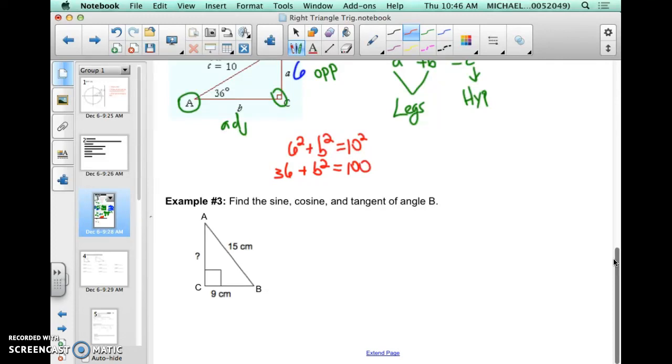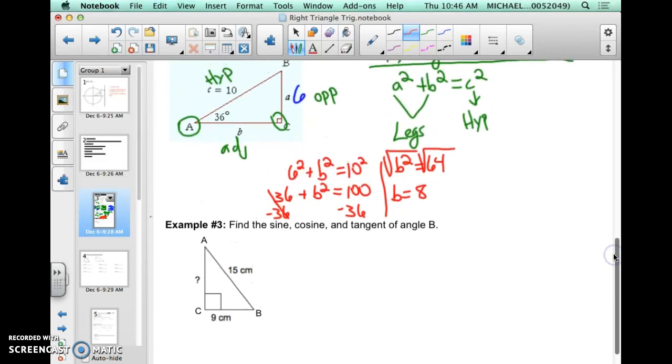Now I'm solving for my unknown variable of b. In order to do that, I have to first subtract 36 from both sides. It cancels out over here. So I'm left with b squared equals 100 minus 36, which is 64. And if you remember, in order to get rid of the power of 2, or any power, you take the inverse root of it. In this case, I'm taking the square root to get rid of the power of 2. And I have to do that to both sides. So I get b equals 8. So I have found my unknown side length using the Pythagorean theorem of 8.